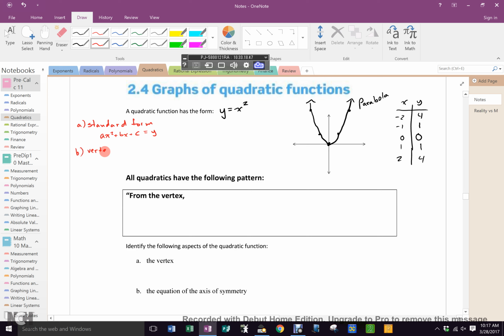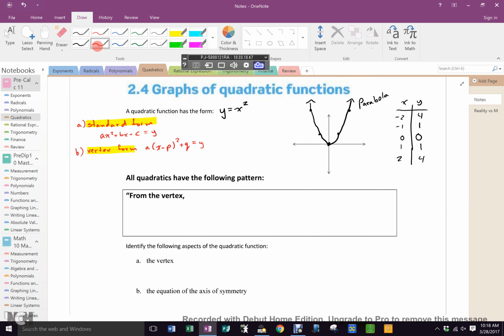All right. B. It comes in this form. Vertex form. And I'm going to highlight these because these are terms I'm going to be using all the way along. Vertex form looks like this. a(x minus p) squared plus q equals y. You're going to learn what they all mean. I just want you to see all forms of it.